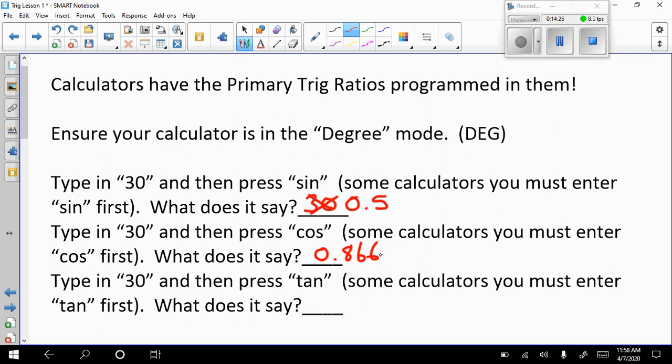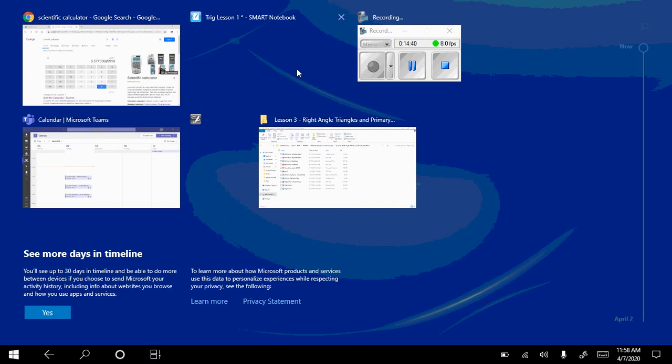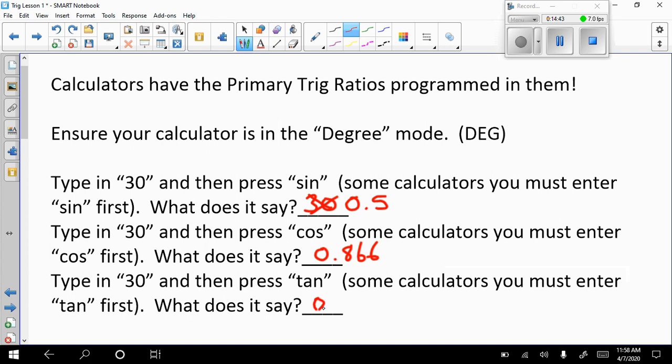0.866. And finally, I'll do it again for tan. And what I'll do is I'll clear. I'll hit tan, I'll put in my 30 and hit equals, and 0.577. Okay, so 0.577. So notice that this is approximately equal to 0.9, and this is approximately equal to 0.6, and so that's what we'd found out.